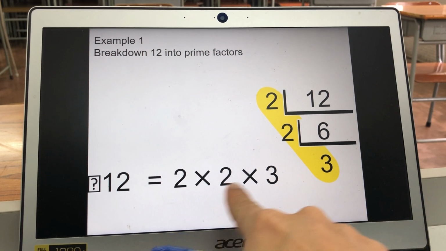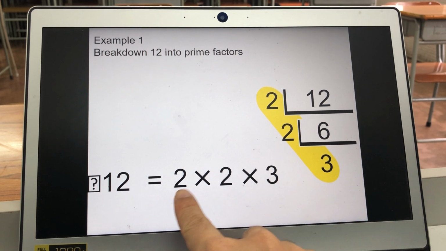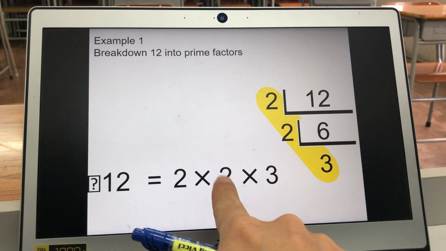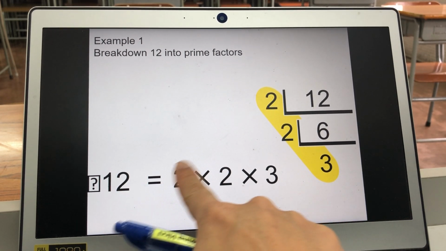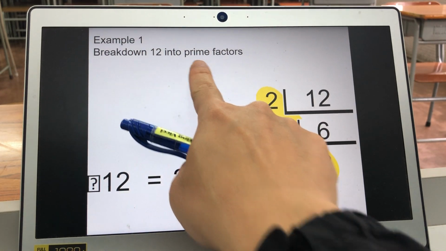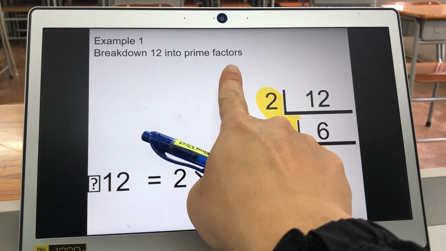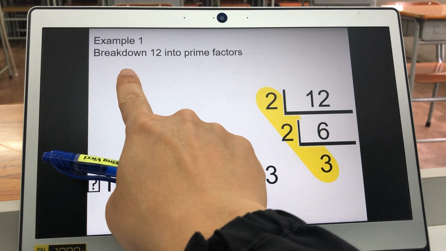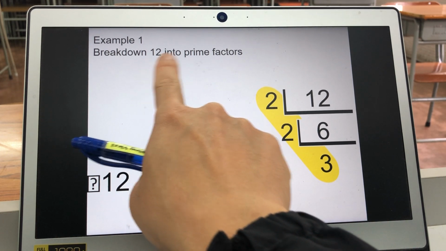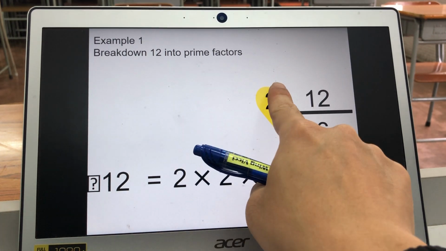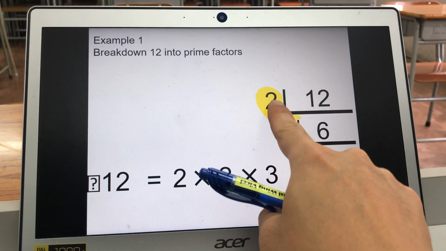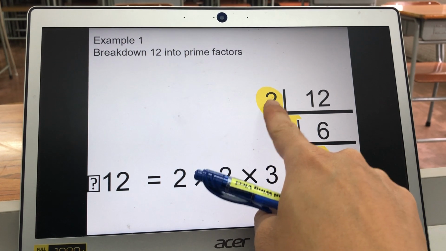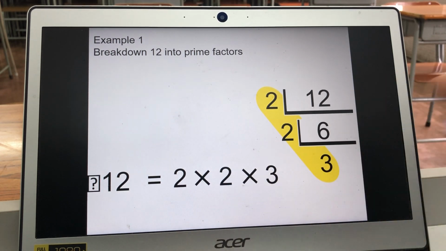So if you are not sure, double check. 2 times 2 become 4. 4 times 3 become 12. Yes, that's correct. And these are the prime numbers. So we call these prime factors. So you have to break down the number 12 into prime factors. You use short division. You have to try to break it down by the smallest prime number. Try 2 first. So let's look at 2 more examples.